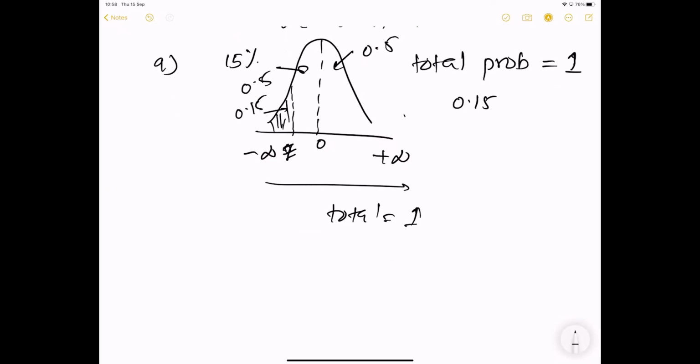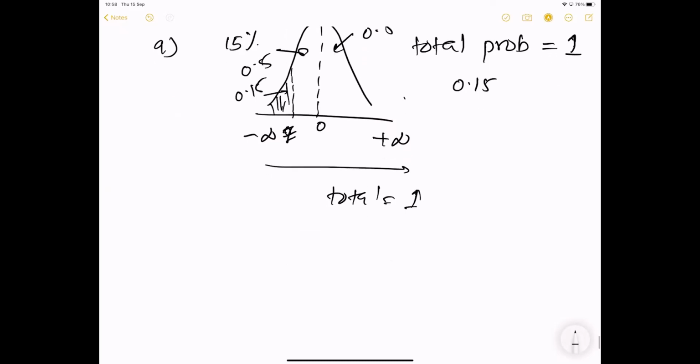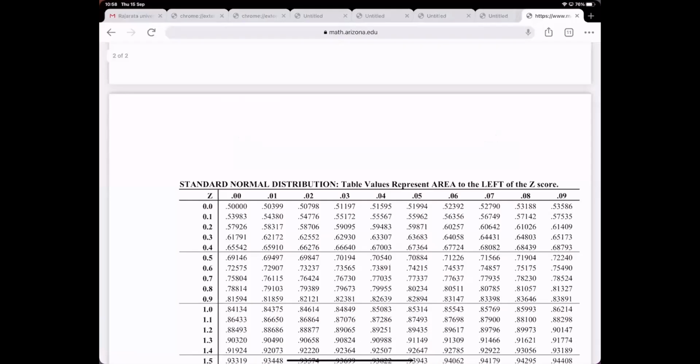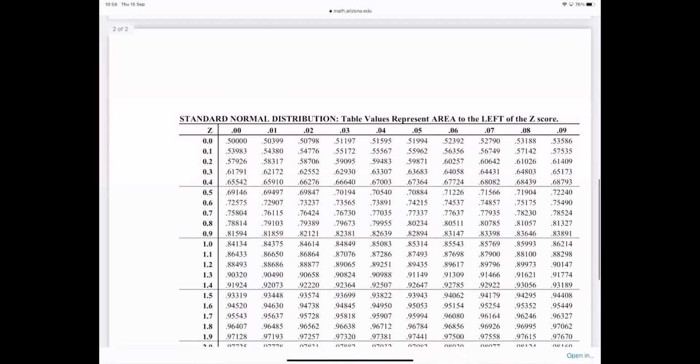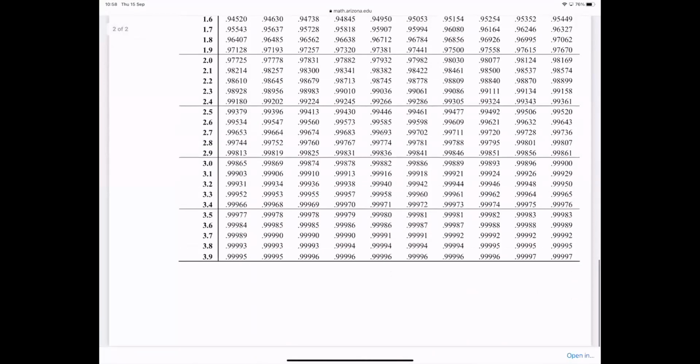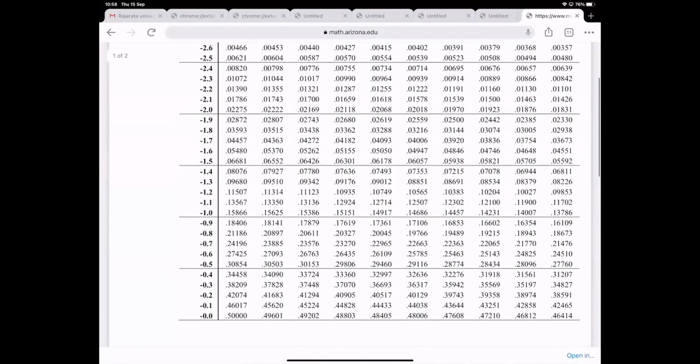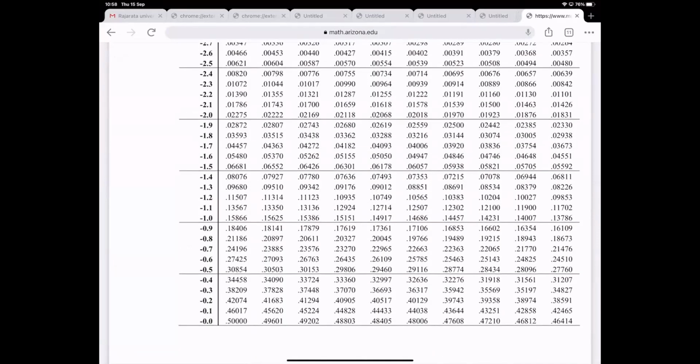0.15. So they have given the probability, and we want to find the Z value. You can go to your table and find the location of 0.15. Let's see, 0.15 is definitely a negative value.